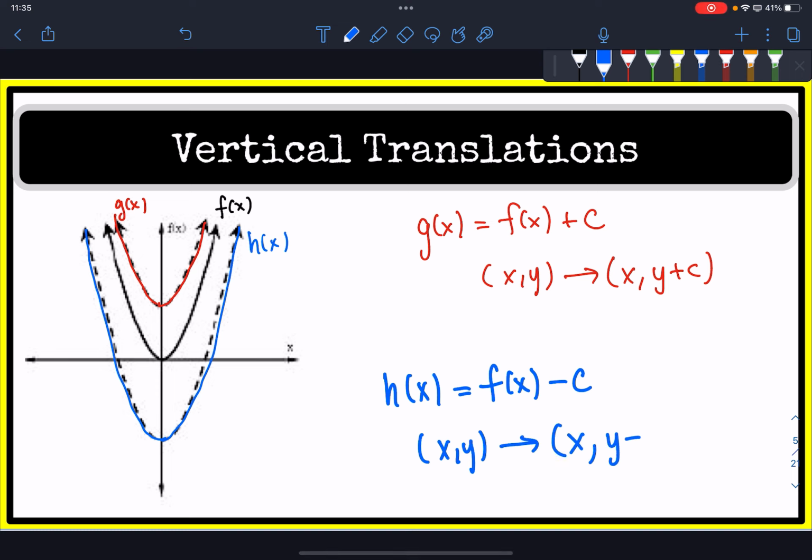So for example, this function here is going to slide this graph 4 units down. Because we're subtracting 4, this is going to shift our parent function, which is x to the third power, 4 units down.